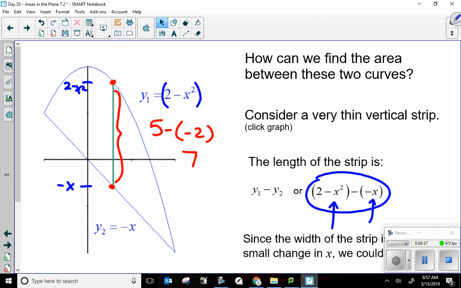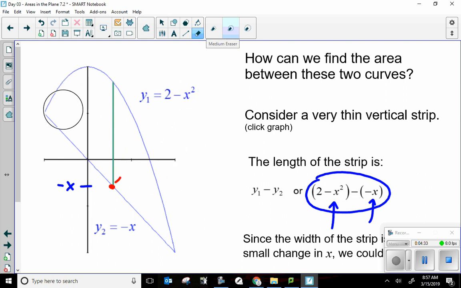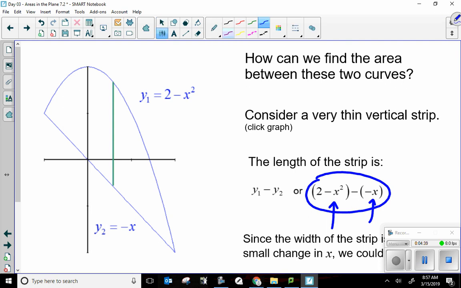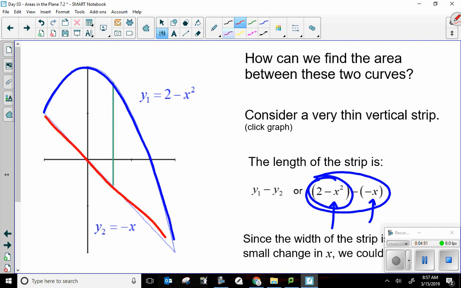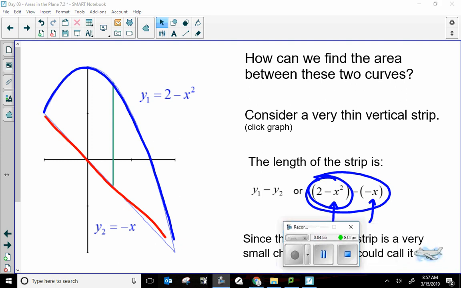Remember, in subtraction, order matters. In addition and multiplication, it does not. But in subtraction, order matters. So we always want to make sure you can visualize what the graph looks like. And the higher one, the greater one, the one that is on top, should always be first in the subtraction. And you subtract the one that is on the bottom. Always, always, always.